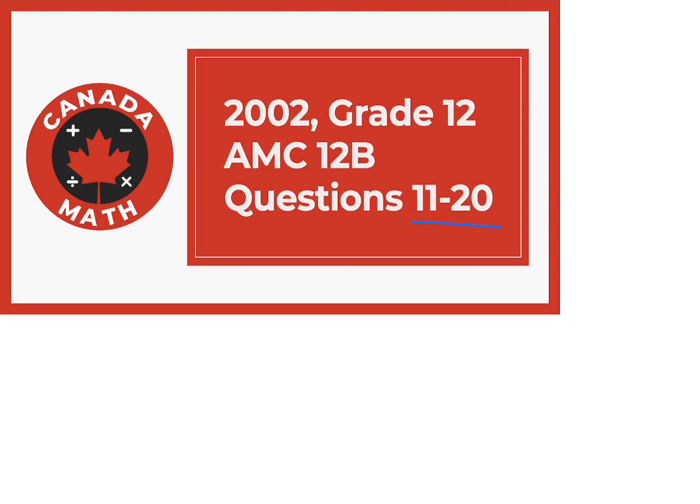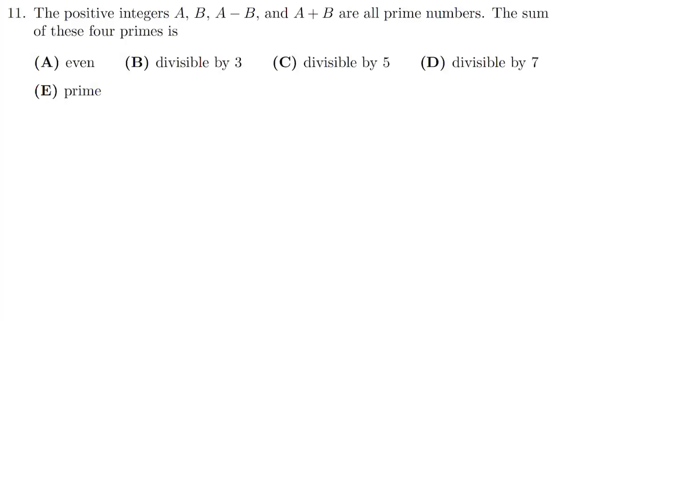Questions 11 through 20 on the 2002 grade 12 AMC 12B. The positive integers a, b, a minus b, and a plus b are all prime numbers. The sum of these four primes is?